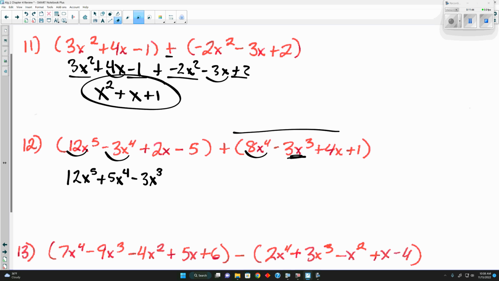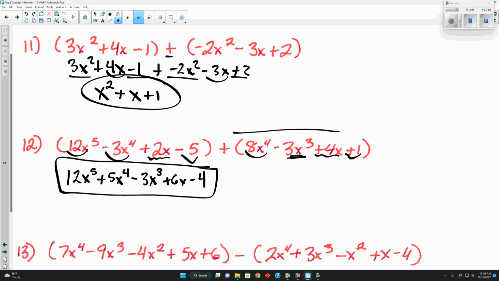I don't have an x squared term in the first, and I don't have one in the second, so there is no x squared. Then we have what next? 2x plus 4x is. And lastly, negative 5 plus 1 is minus 4. If you wanted to rewrite this out and had all the like terms next to each other and then combined them, that works just as well. Any questions on 11 and 12?